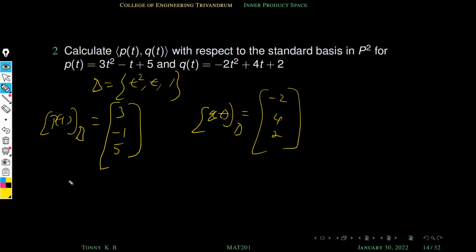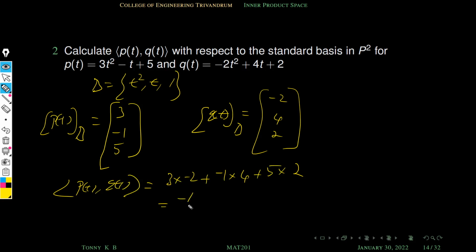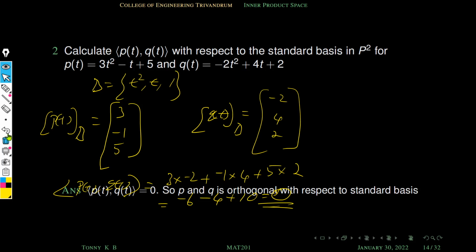Now you are ready to take the inner product between p of t and q of t. That is equal to 3 into minus 2, minus 1 into 4, plus 5 into 2, which is minus 6 minus 4 plus 10, equal to 0. So the inner product is 0 with respect to this induced inner product with respect to the standard basis. With respect to this inner product we can say that these two vectors are orthogonal, because their inner product is equal to 0.